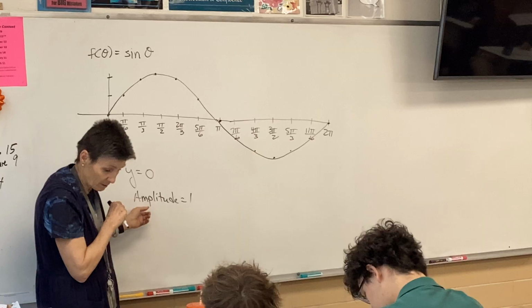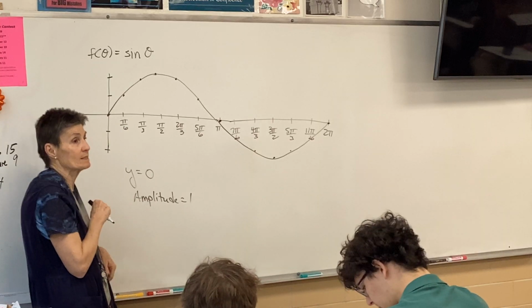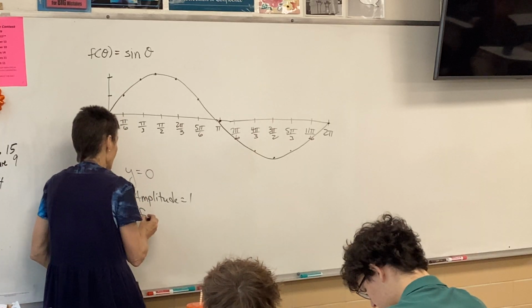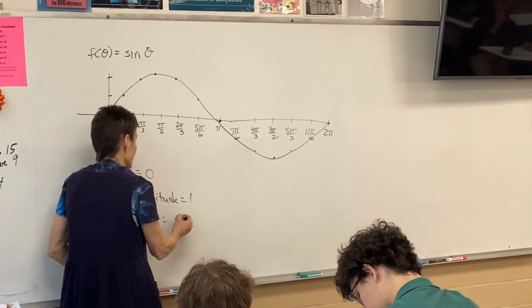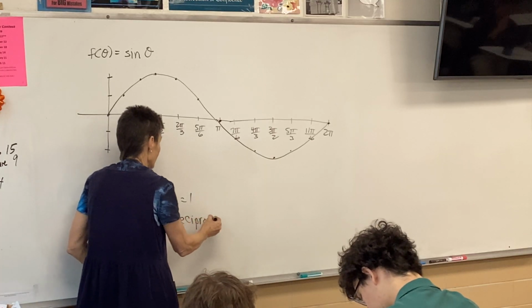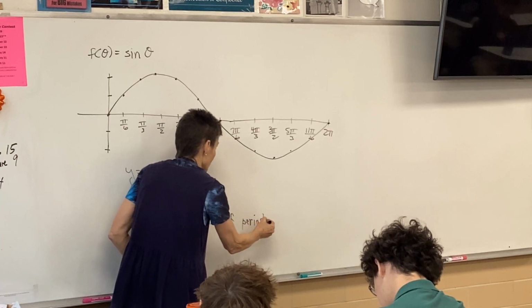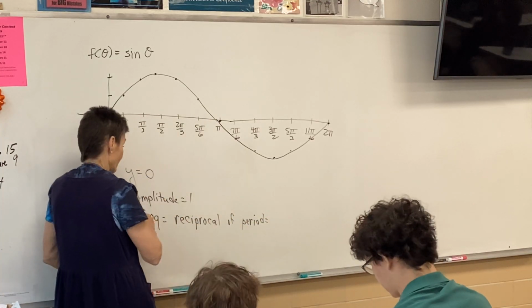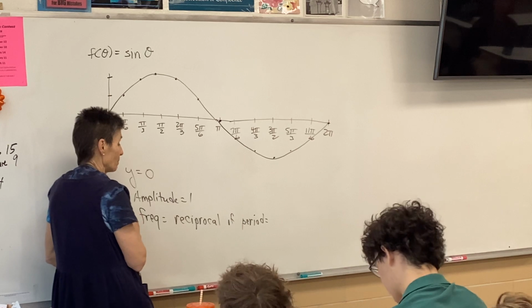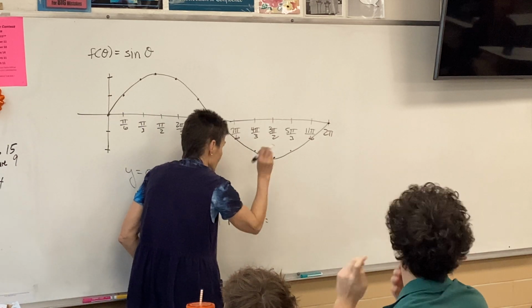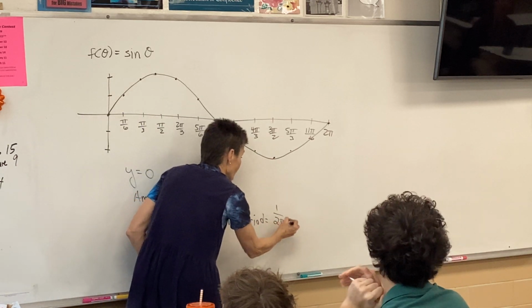We already talked about period, and then we have frequency. Now, frequency is the reciprocal of the period. I'll explain that in a second, but for now, it's the reciprocal of the period. So for this, it would be 1 over 2 pi.